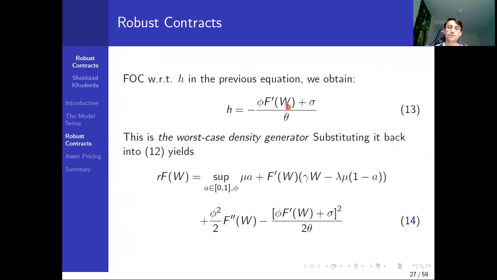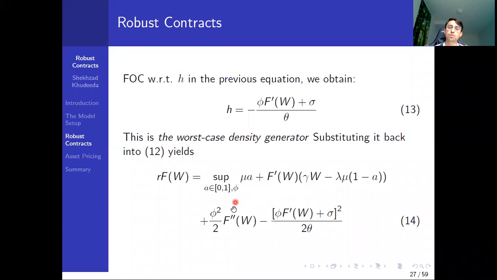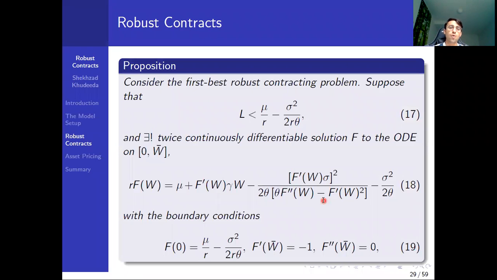And second, we substitute h back into our previous equation. We obtain this equation. Now we solve this equation with respect to phi, and we obtain a solution which satisfies the second order condition. Actually, the second order condition is satisfied. Yes, it's concave, and phi can be defined as the optimal sensitivity. And now we reach our first proposition.